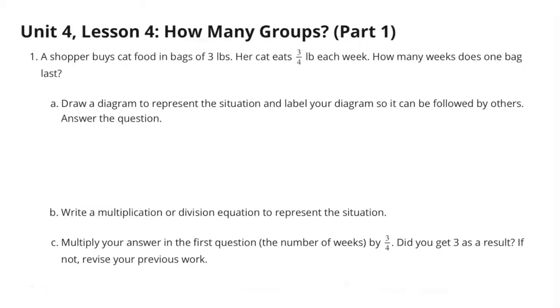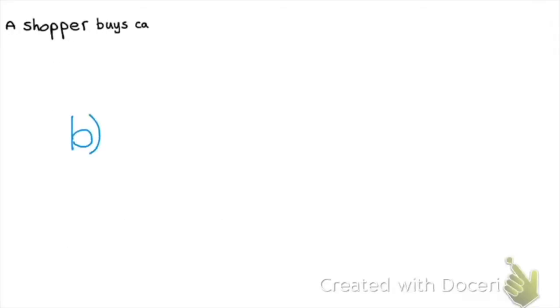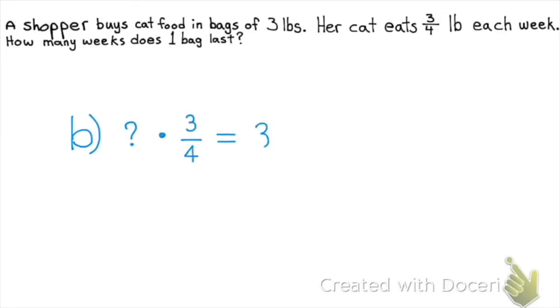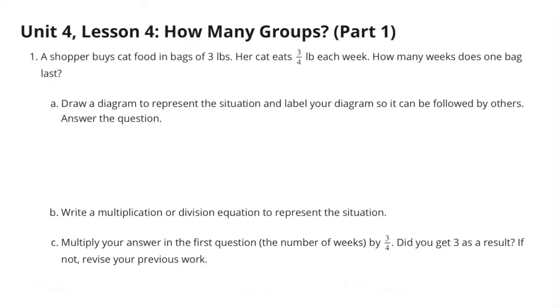B. Write a multiplication or division equation to represent the situation. C. Multiply your answer in the first question by 3/4. Did you get 3 as a result? If not, revise your previous work.